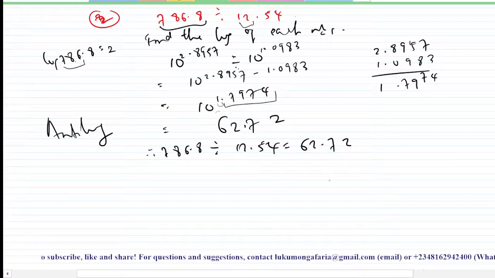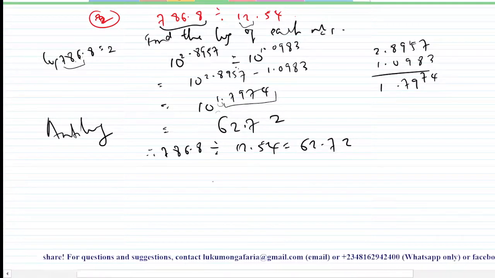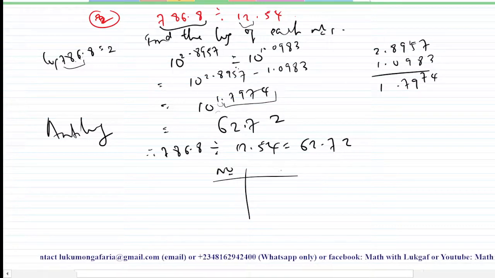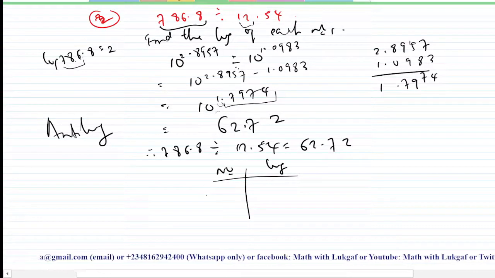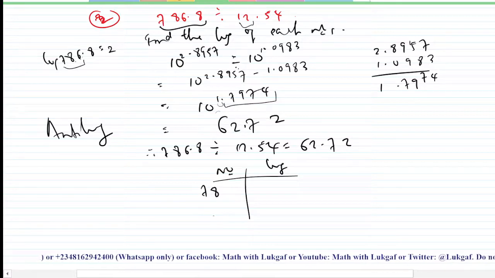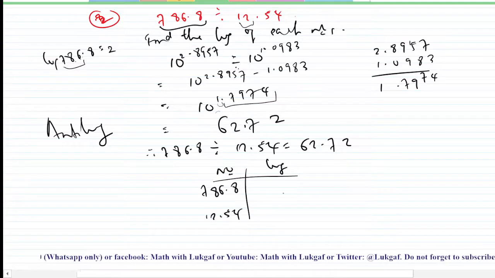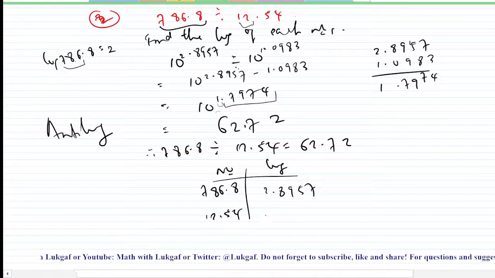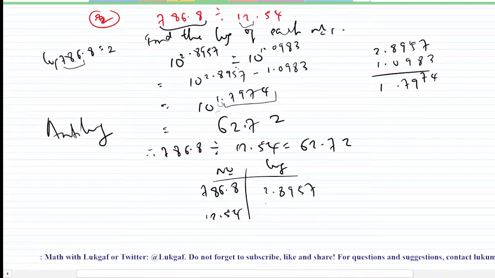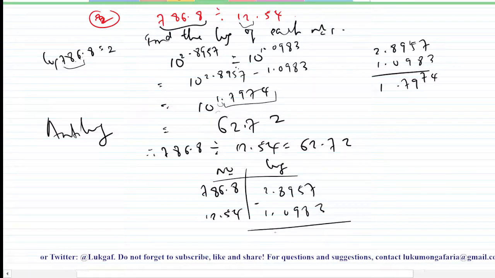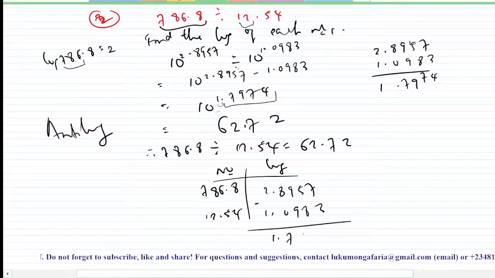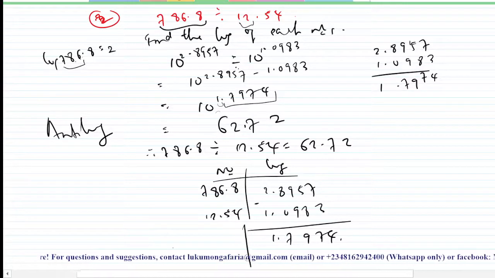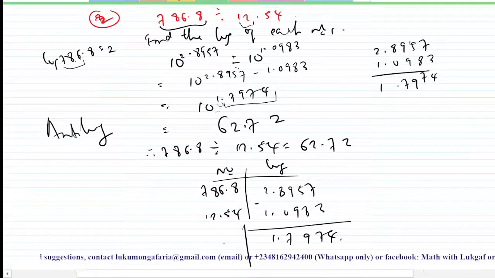You understand now? So if you don't want to stress yourself here, what you can actually do is to find the logarithm and just subtract directly. So for example, 786.8 and 12.54. So you have the logarithm here to be 2.8957 and 1.0983. Just subtract directly without stressing yourself. That gives you 1.7974. Then you find the anti-log here, which is 62.72.